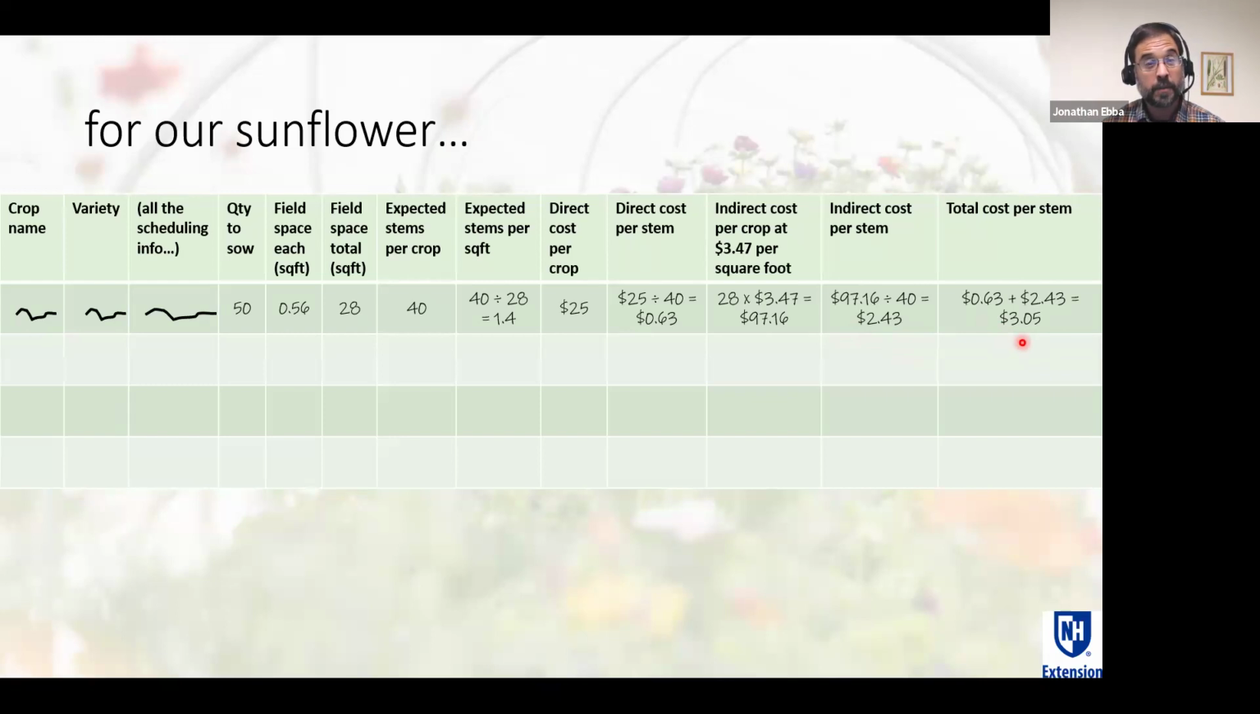Does anyone want to interrupt at this point about allocation of indirect costs per stem? If anyone is doing this and wants to interrupt and say, I've been doing that for years, it works great, or if you have any questions.